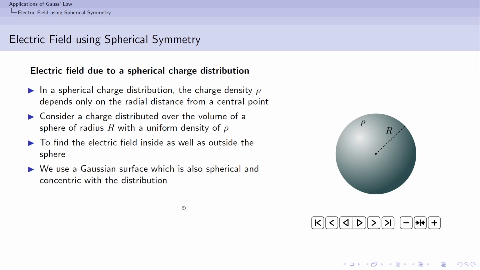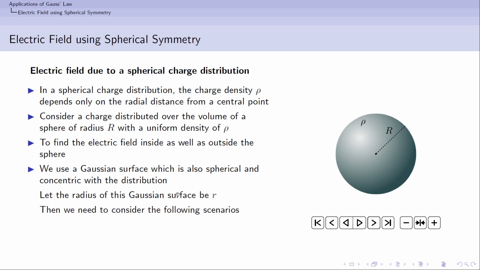So what we'll do is, again, if you remember, some time back we saw that for a distribution with spherical symmetry, the Gaussian surface is also a spherical surface which is concentric with the distribution itself. Let's say this Gaussian surface has a radius r. Then we have to consider two different Gaussian surfaces, because we want to find out the field inside as well as outside. So we need to consider two scenarios.